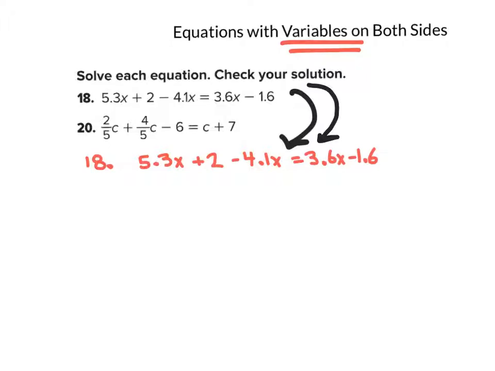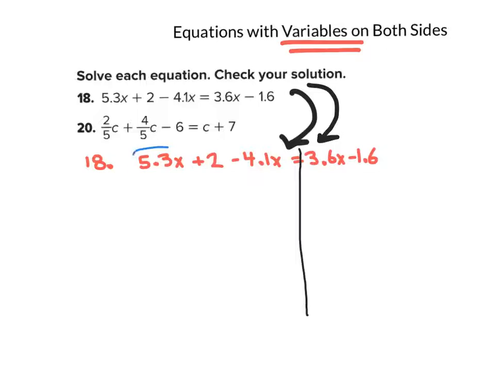So the first thing we're going to do, like usual, is we're going to draw our river through the equal sign. And we're going to check each side of our equal sign to see if there are any like terms that we can combine. And remember, like terms are two variables that are the same that we can add together.